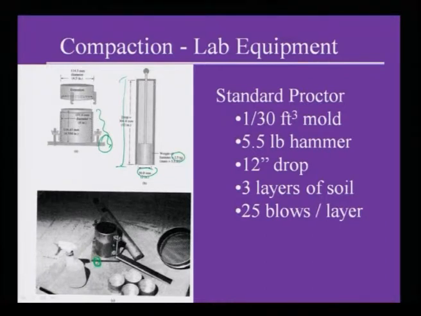Once compaction has been done, there is an extension of this mold, an extension collar, which has been covered so that more soil above this can be compacted. Then it is removed, and the soil in this compaction mold is trimmed off. Now, the procedure we can see.